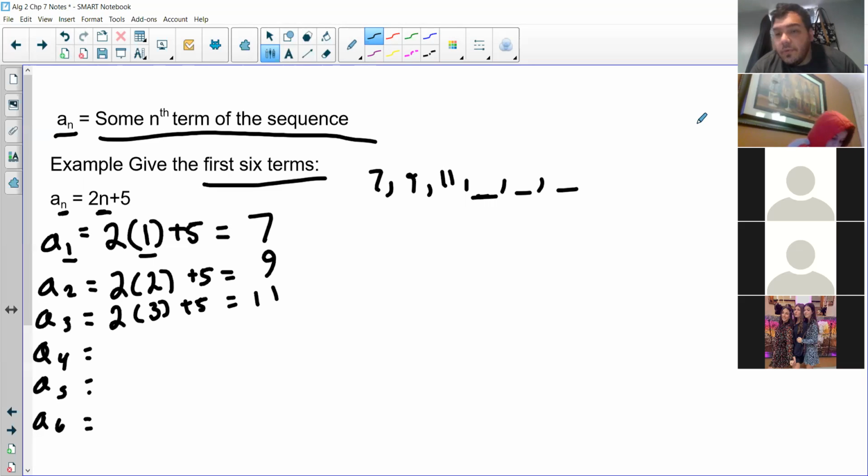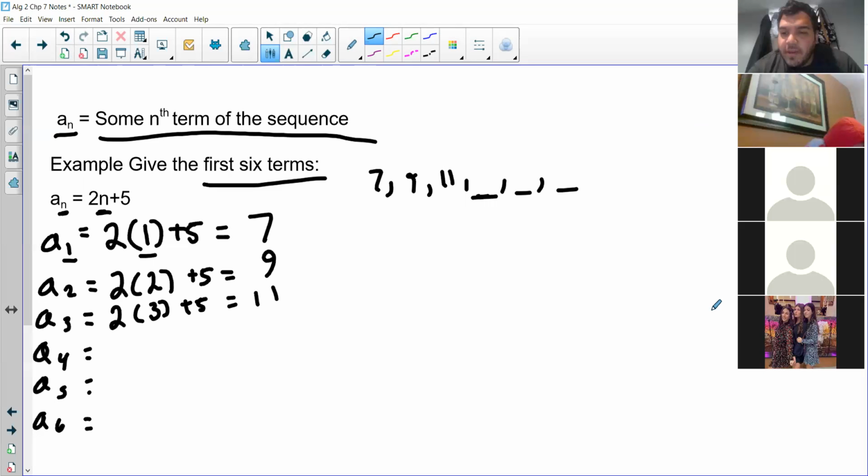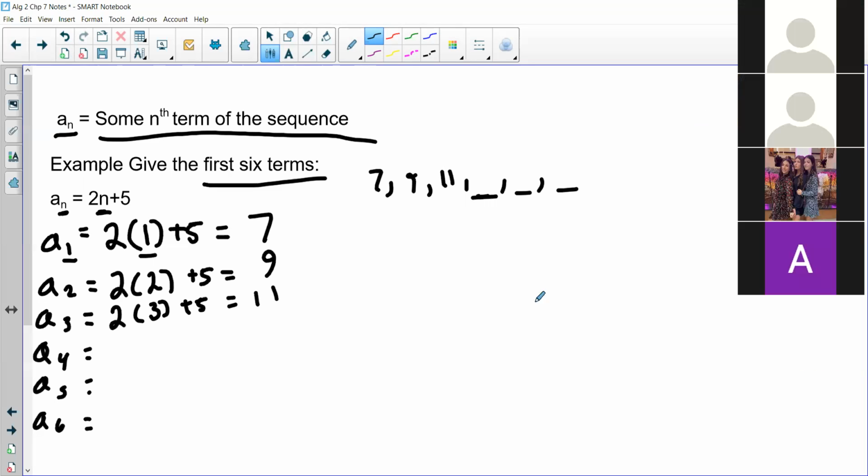Okay, let's see. Nahum, can you give me the last 3 terms here? Sure. 13, 15, and 17. Excellent. 13, 15, 17. And just like any sequence, they always follow a pattern. And you can see the pattern should be +2 each time.